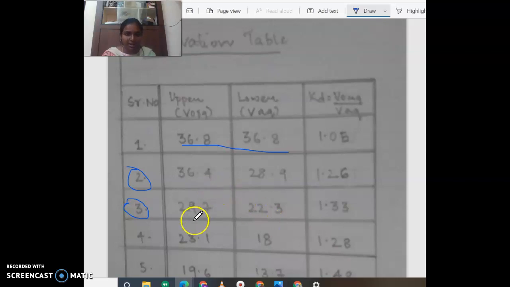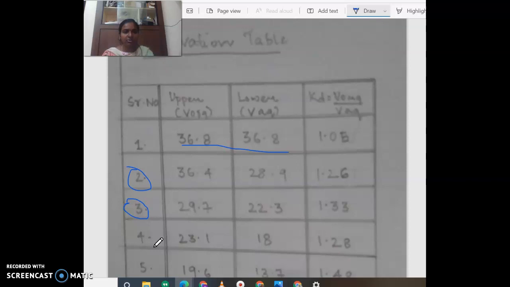Collect the upper layer, 10 ml, into the conical flask, add phenolphthalein indicator, and titrate against NaOH. Then collect the aqueous layer, add phenolphthalein indicator, and titrate against NaOH. Like that you have to repeat it 5 times, every time adding 10 ml.